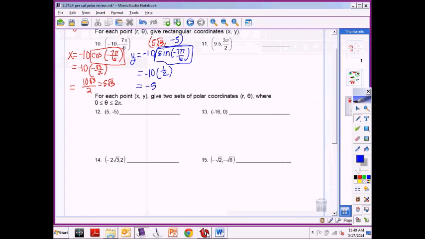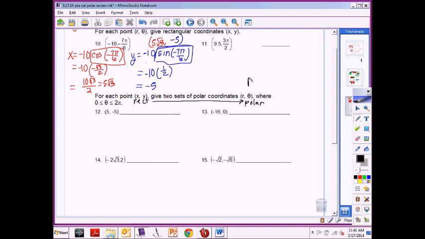Alright, are we ready to go on? On this part, what we're doing is going from rectangular to polar. So I'm going from rectangular coordinates to polar coordinates. I have my x and my y, but I want to find my radius and my angle. If I'm going from rectangular to polar, what are the two formulas I use?